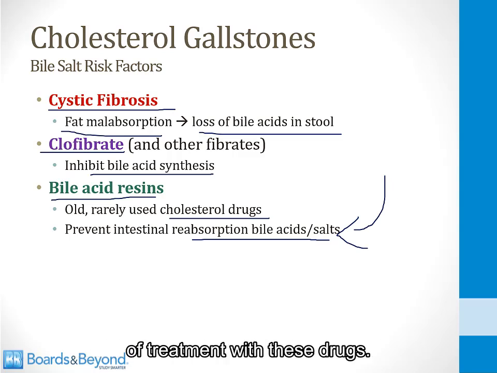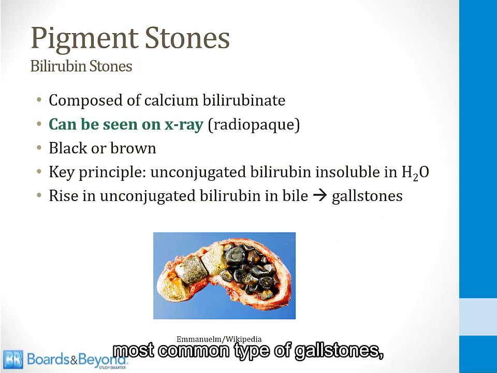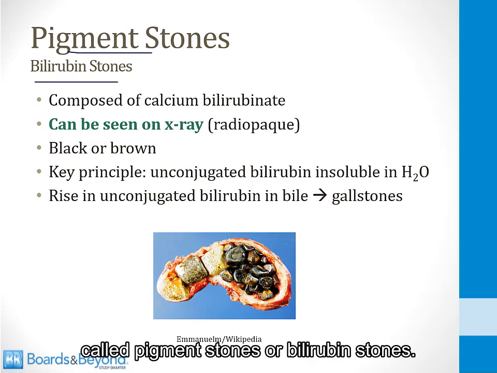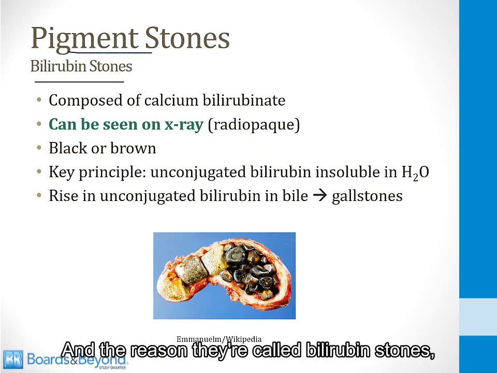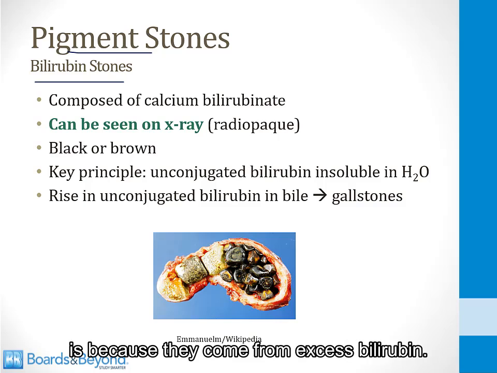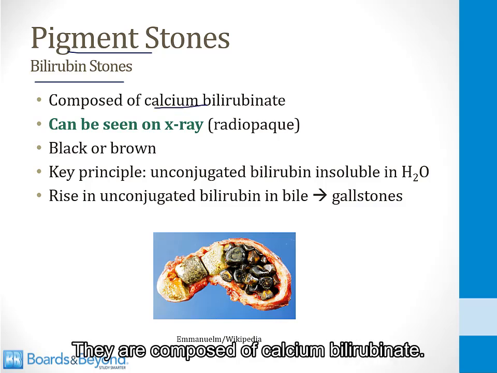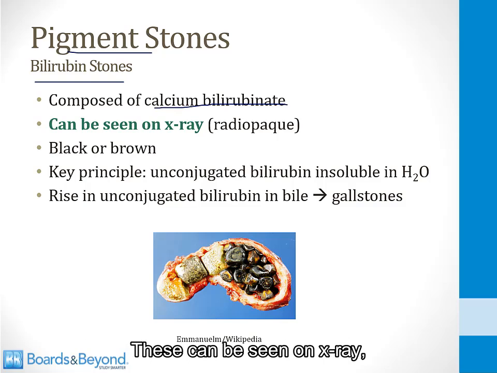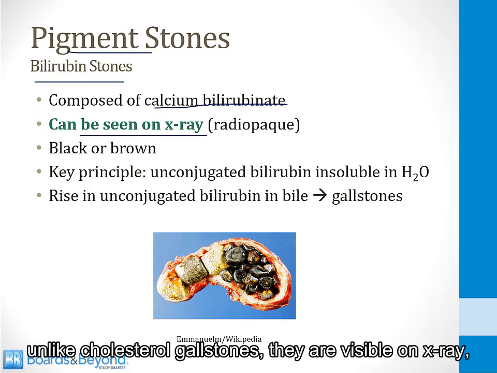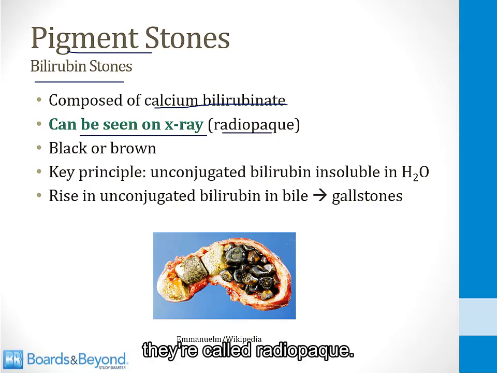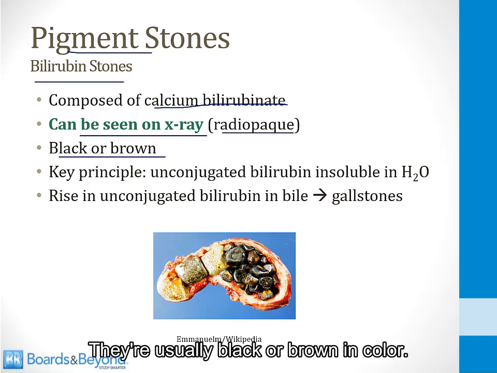treatment with these drugs. Cholesterol gallstones are the most common type of gallstones, but there is another type of gallstone called pigment stones or bilirubin stones, and the reason they're called bilirubin stones is because they come from excess bilirubin. They are composed of calcium bilirubinate. These can be seen on X-ray. Unlike cholesterol gallstones, they are visible on X-ray. They're called radio-opaque. They're usually black or brown in color.